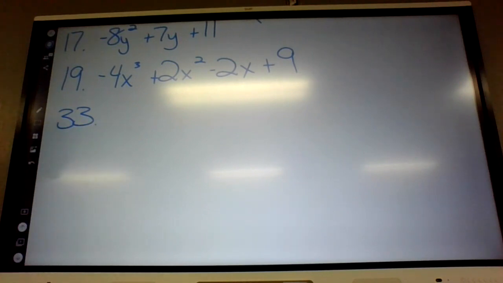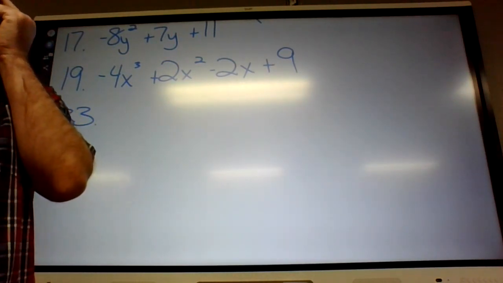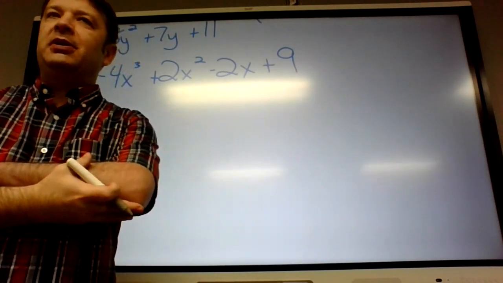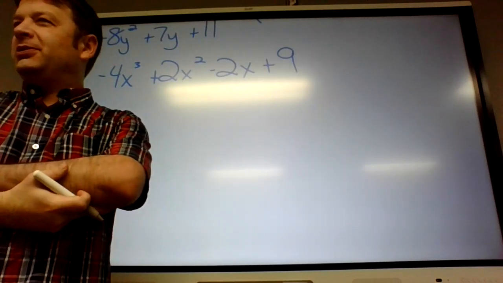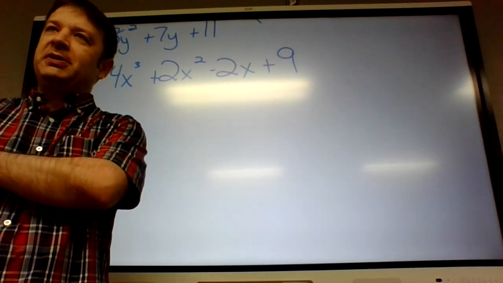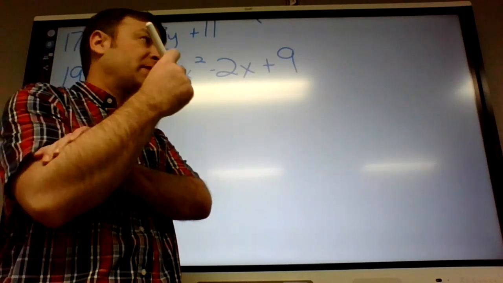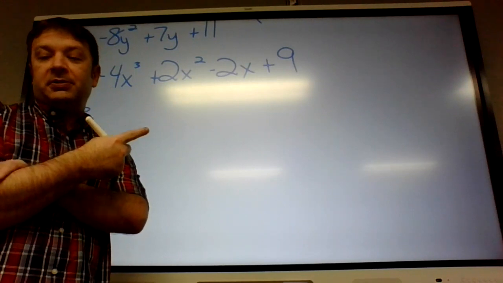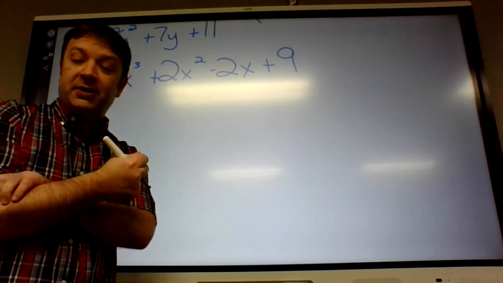33. The directions on 33 say, write a polynomial expression for the perimeter of each figure. So, what does perimeter mean? It's basically the distance around the polygon. So we would just, surprise, surprise, add all the sides together.